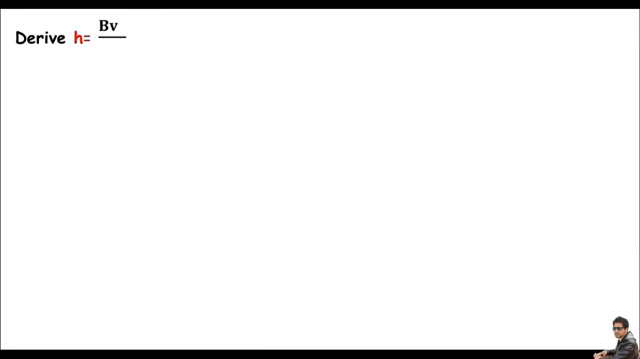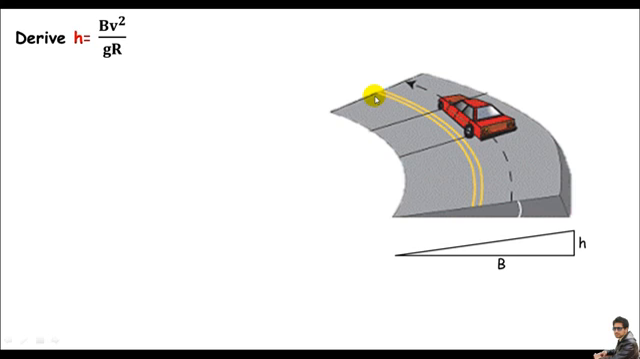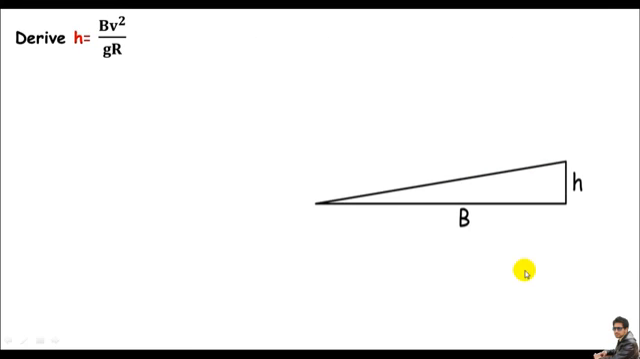Say we are asked to derive BV square divided by GR, which is the superelevation. I'll assume a road in a curve form, and let me take only this triangular section, like in this form. B represents the breadth of the road, and H represents the superelevation, or the difference of elevations of the outer and inner edges.